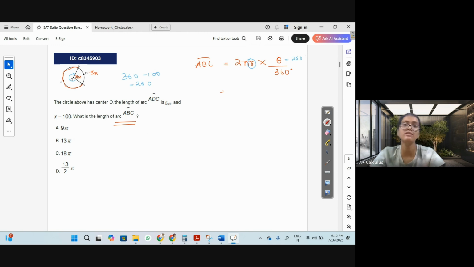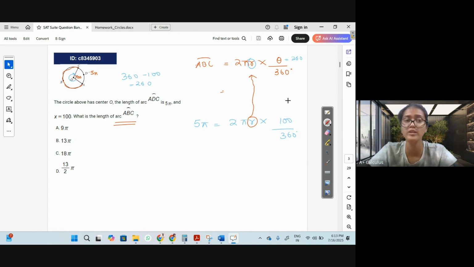Some students will do this question like this: we know the length of arc ADC, which is 5 pi. So they will say 5 pi is equal to 2 pi r times 100 over 360. From this equation, first they will find the value of r, and then put that value into this equation. That is absolutely correct, but that is not the smartest way of doing this question.